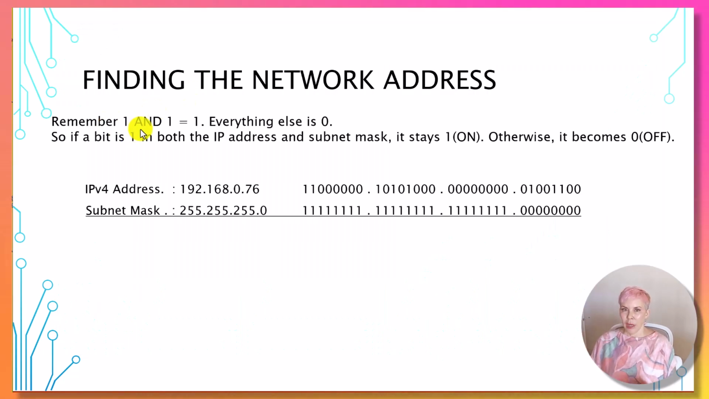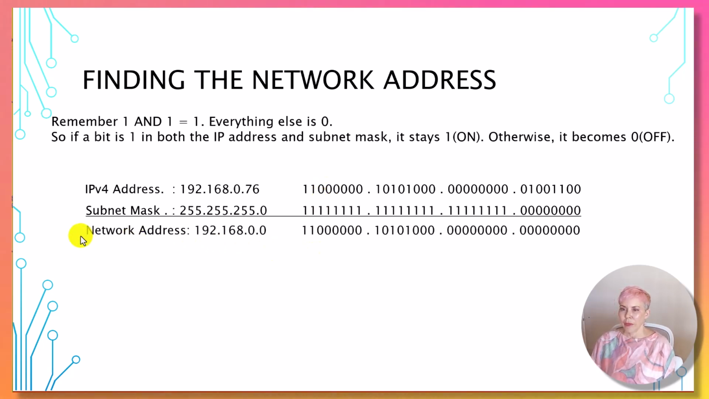Remember, a 1 and a 1 is a 1. Everything else is a 0. Here's my IPv4 address, 192.168.0.76, and I have bit that out. Here's my subnet mask, and I've bit that out, 255.255.255.0. Now what I can do is Boolean logic to determine what the network address is. A 1 and a 1 is a 1. A 1 and a 1 is a 1. A 0 and a 1 is a 0, right? So here's my outcome. And this tells me what my network address is. And I can see that it's 192.168.0.0.